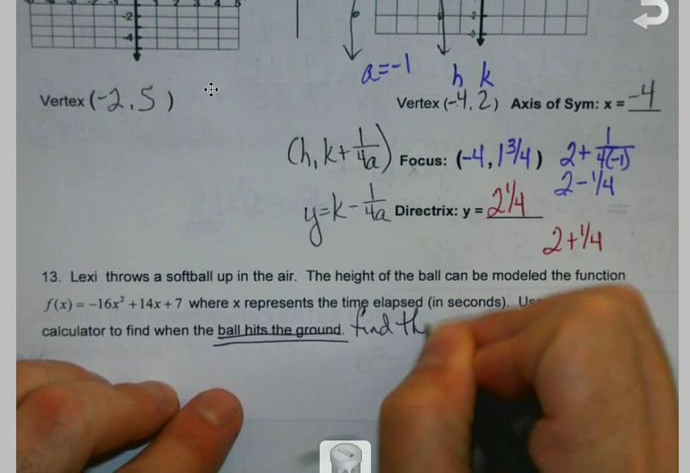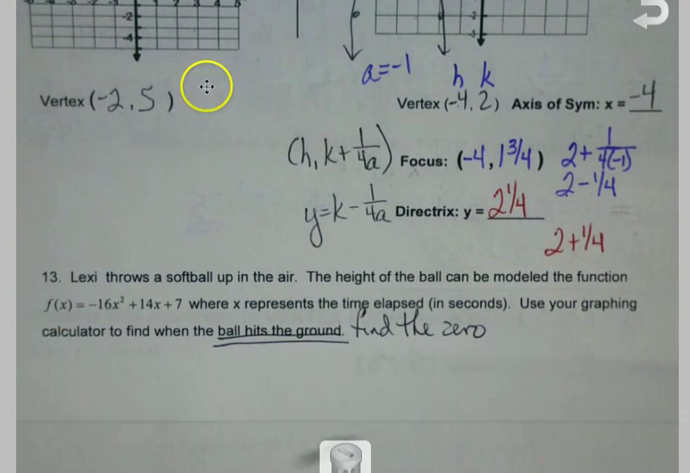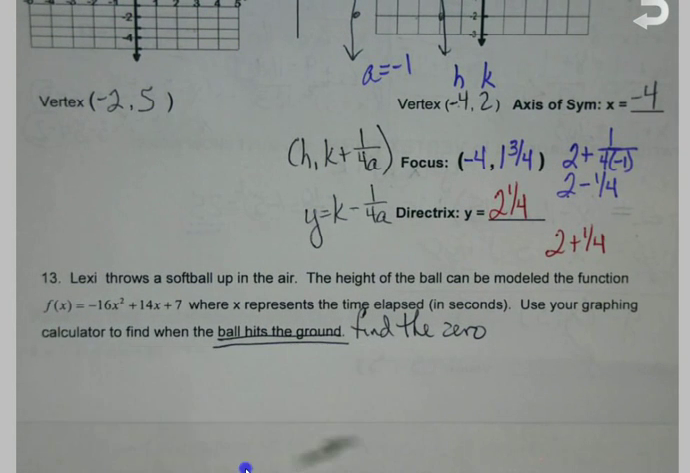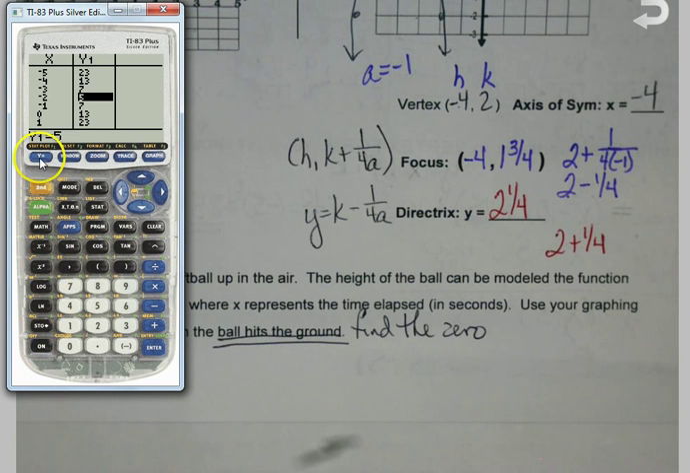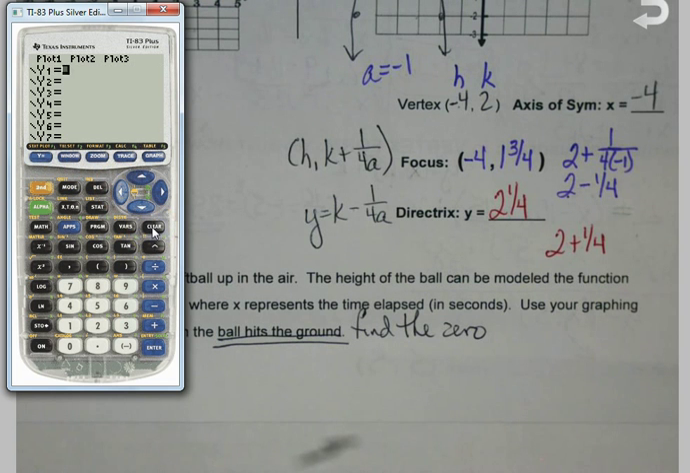Find the 0. So again, we've done this before, but we're going to jot this stuff down. Make sure we got this set. We're going to go to y equals. We're going to type this equation in. -16x squared plus 14x, there's my x, plus 7. Okay. Find the 0. Well, first I'm going to look at the graph.